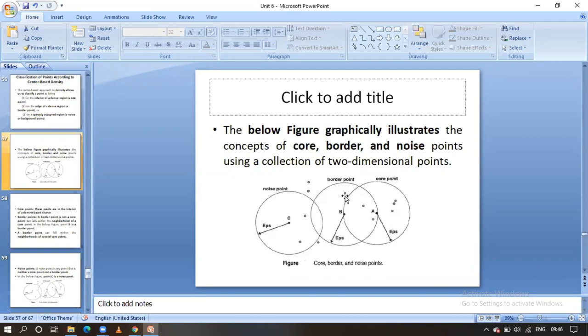This is the main dense region. In the interior of the region we call them core points. If you observe here, these points we call core points. The edge of the overall dense region, those points we call border points. Here this point B is on the edge of the overall dense region, that we call a border point. The points that are outside of all these regions we call noise points. This point, this point, all these points we call noise points.